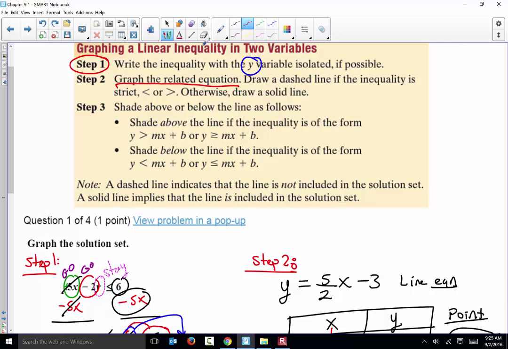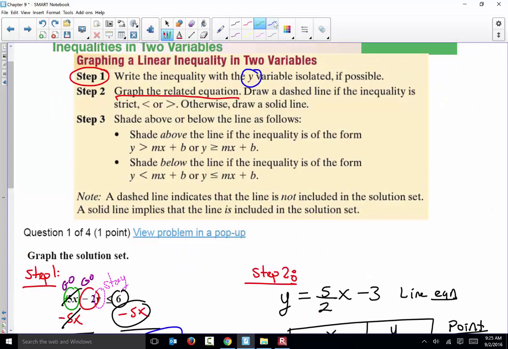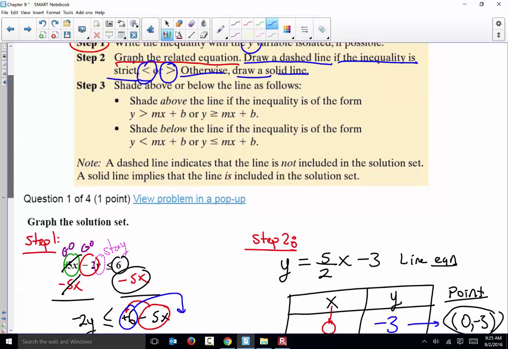Okay, important part. I just accidentally picked a solid line here, but that was just an accident. We need to do it purposely. What is our purpose? We draw a dashed line if the inequality is strict. That means no equal signs under them. Otherwise, draw a solid line. So you need to go back to the original question, clean it up. Here's the clean one.